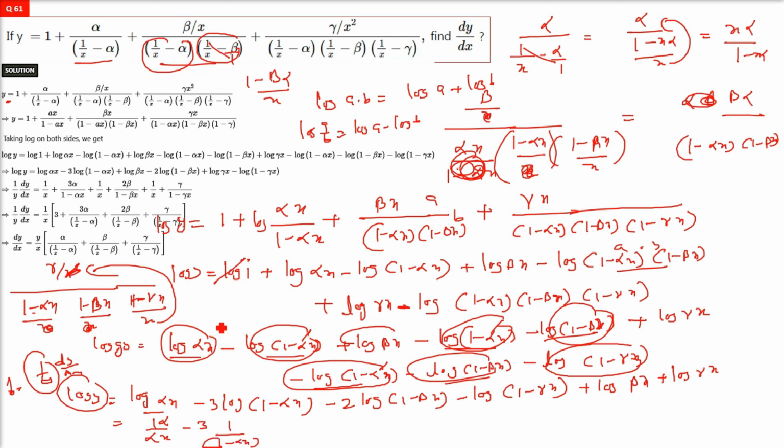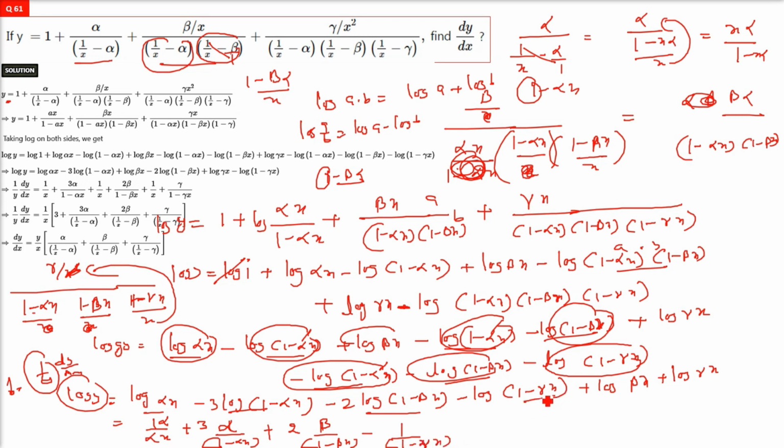Minus 3 log 1 minus alpha x. Differentiation of minus 3 log anything is 1 by that thing, and 1 minus alpha x differentiation is minus alpha. So minus minus will become plus. Minus 2 log 1 minus beta x, and differentiation of 1 minus beta x is minus beta, minus minus become plus. Similarly here also 1 by 1 minus gamma x.